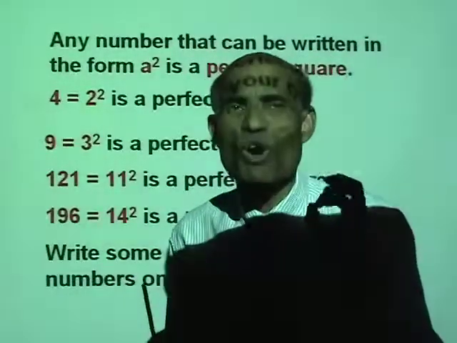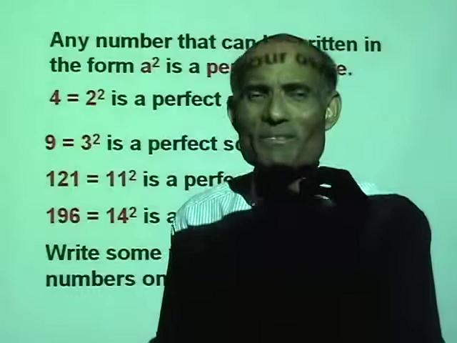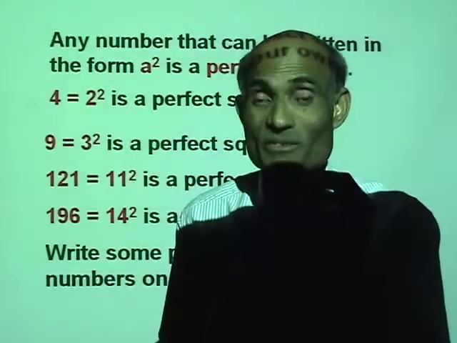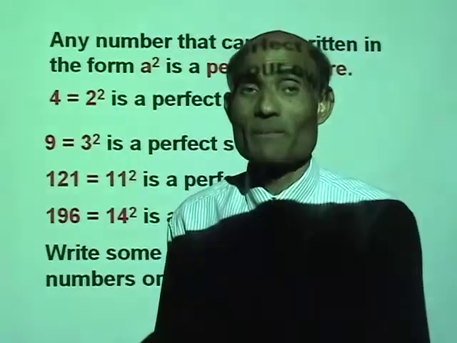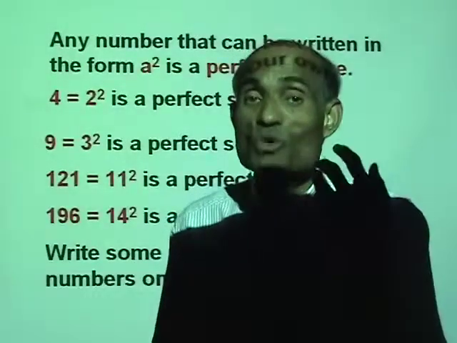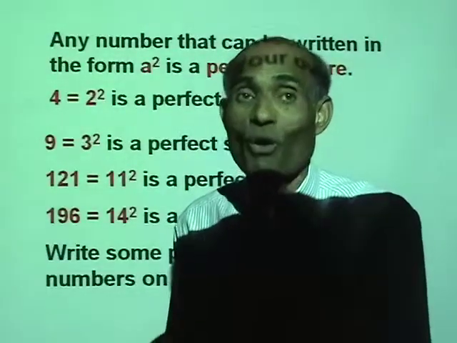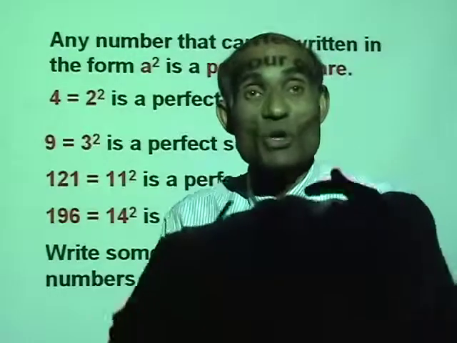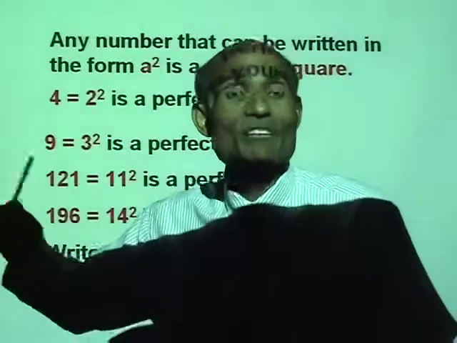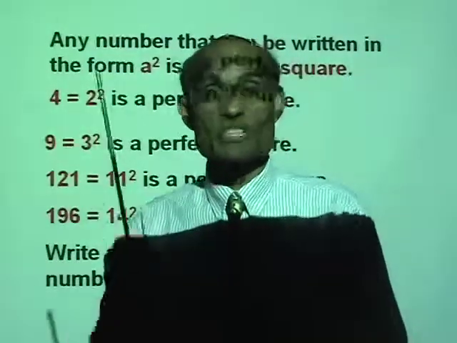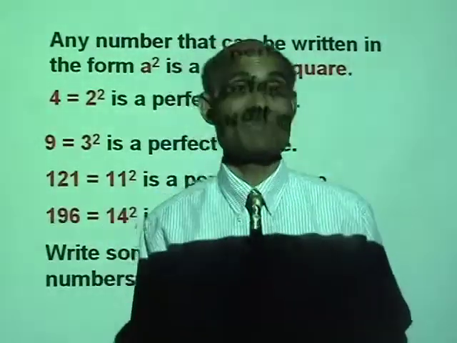What is square root of 225? 15. What is square root of 400? It's 20. What is square root of 64? 8. So, square root of a perfect square is always a whole number. So, it's nice to be familiar with them.